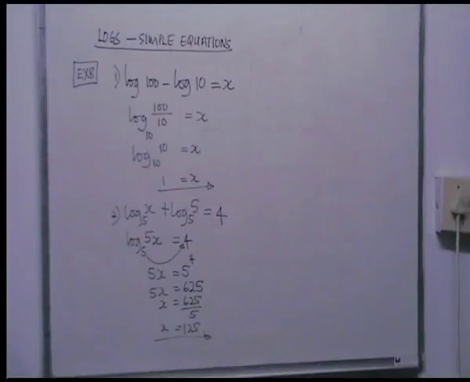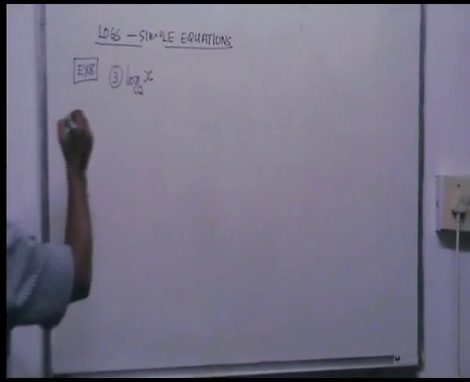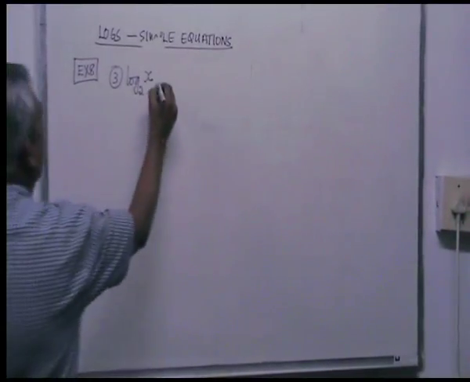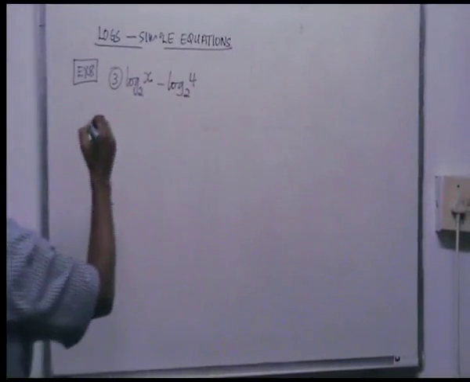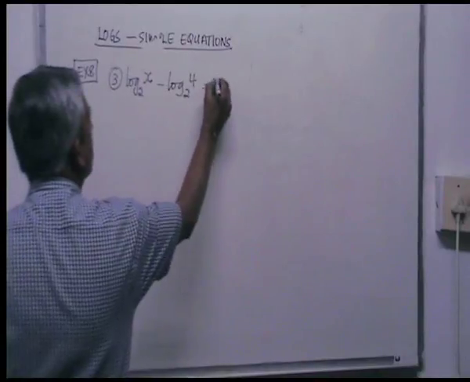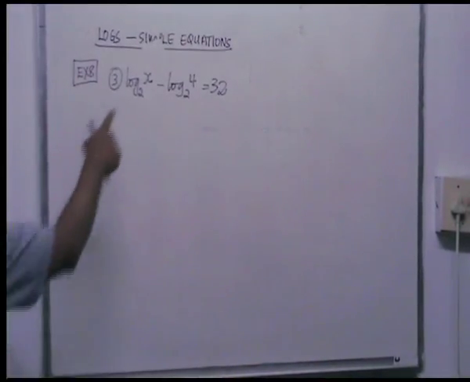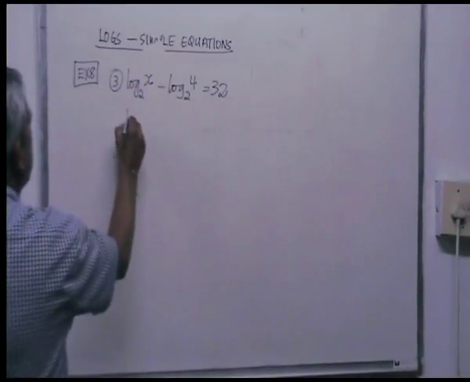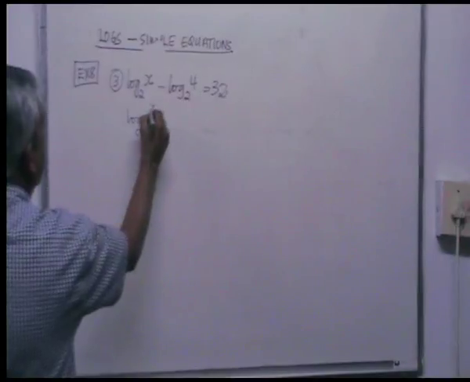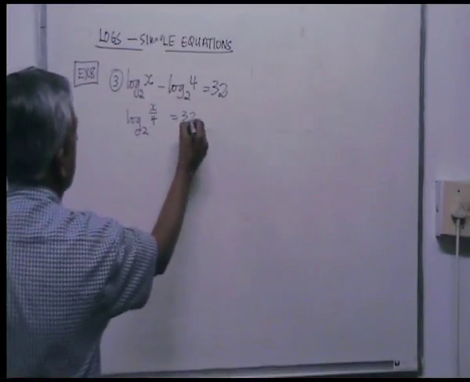Example. So you just continue like that. Alright. Log of x to the base 2 minus log of 4 to the base 2 is equal to 32. So the bases are the same. You've got x minus 4, so you can divide. You can say log of x over 4 to the base 2 is equal to 32.